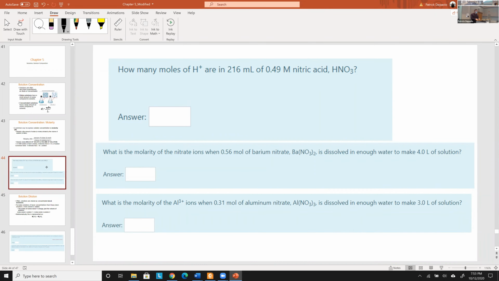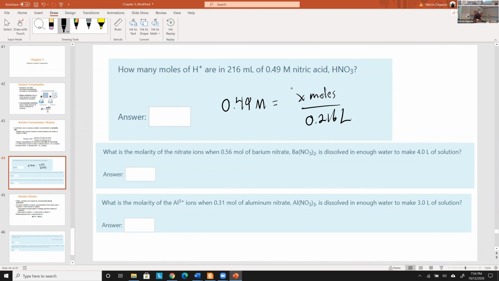So anybody want to tell me what to do? Good. And Adi, good job. Everybody, good job. You're going to say the same thing, of course, right? Great job. Awesome. So you do the molarity equation. 0.49 molar equals X amount of moles divided by 0.216 liters.